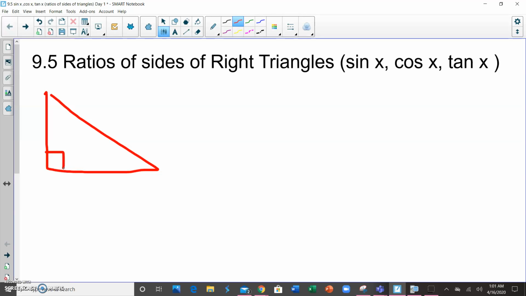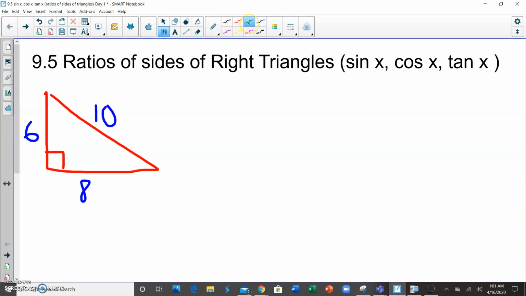All right, so here we are. I just simply made a right triangle. And just for simplicity's sake, I'm going to make it a 6, 8, 10. That is a triple. So 6 squared plus 8 squared is equal to 10 squared. And we're going to go through what the sine, cosine, and tangent would be. So it is the ratio of 2 sides of a triangle.